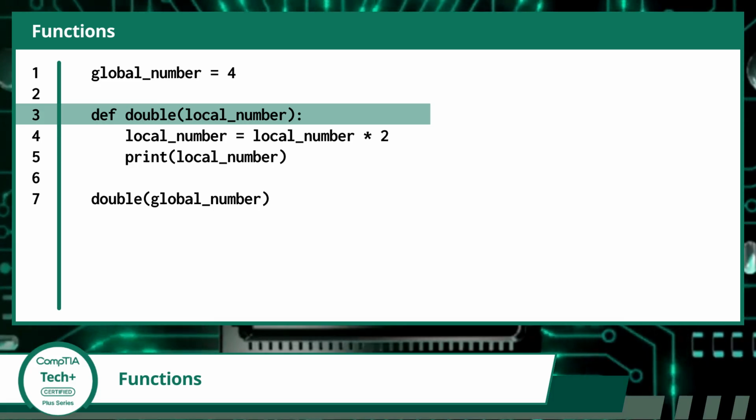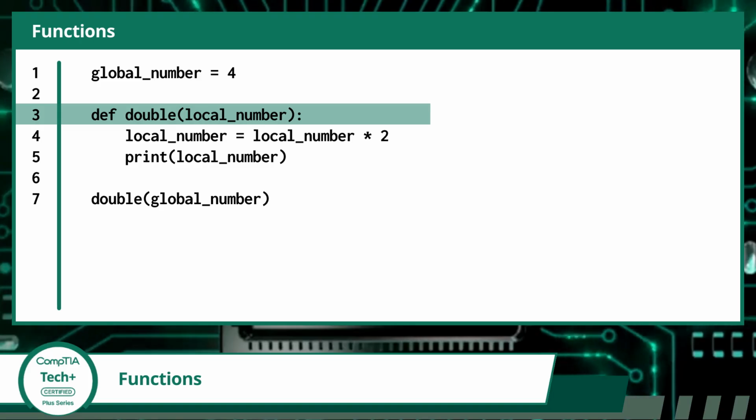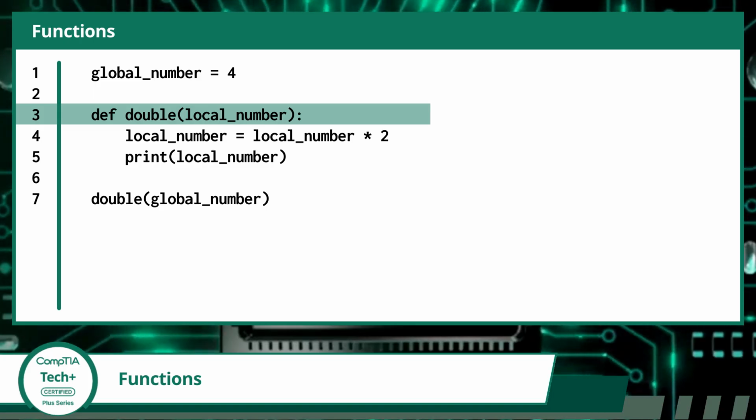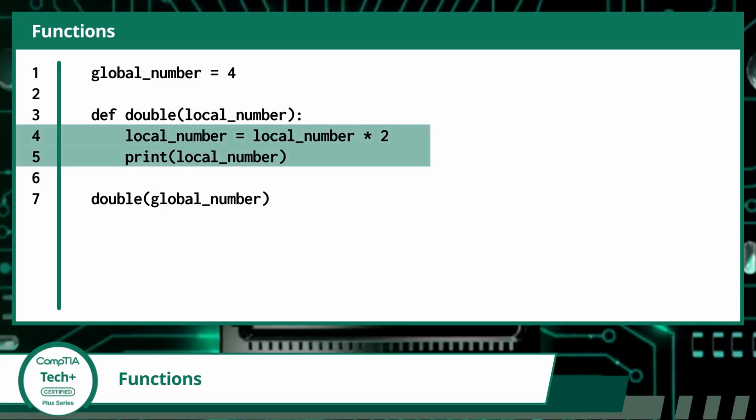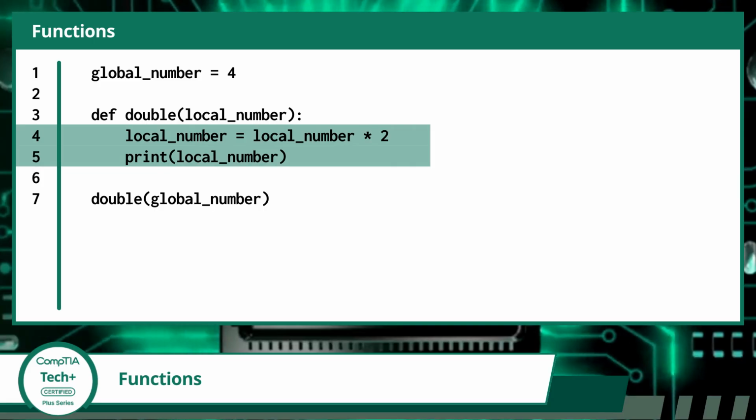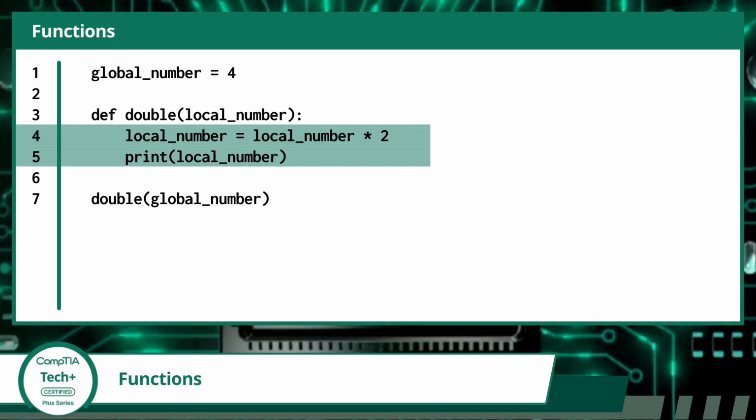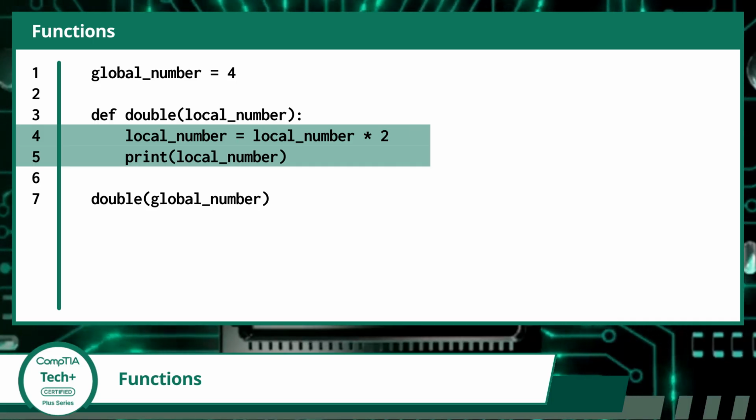I have named this function double, as the purpose of this function will be to take a number as an input and output twice that number's value. Inside the parentheses, we have a parameter. In the context of a function, a parameter is a variable that is used to pass information into a function. Here I have named our parameter local number. On lines 4 and 5, we have 2 indented code statements. These are the lines of code that will execute when the function is called. Line 4 reassigns the variable local number with the current value of local number times 2. On line 5 we output the new value of the local number variable.